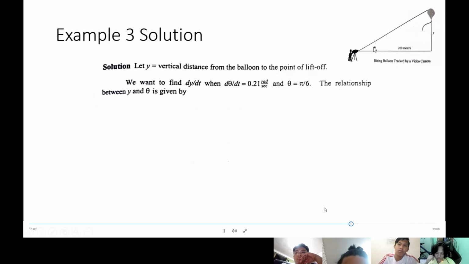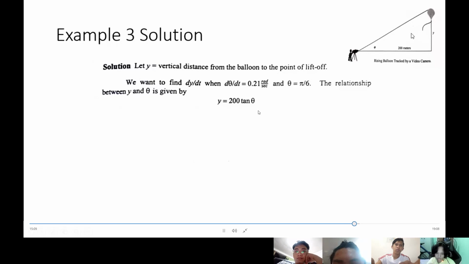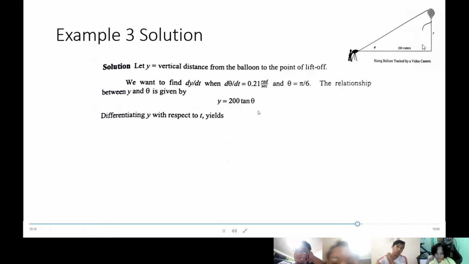Recall your trigo functions. Theta, y, and 200 here, you can have that as your tangent. Tangent theta is TOA, that is opposite over adjacent, and you have y equal to 200 tangent theta. Differentiating y with respect to t yields, what is the differential of tangent? Of course, you don't differentiate 200. That would be secant squared theta d theta over dt.